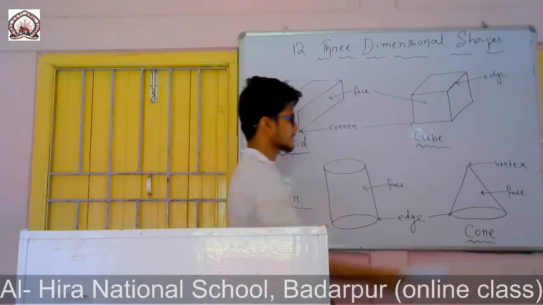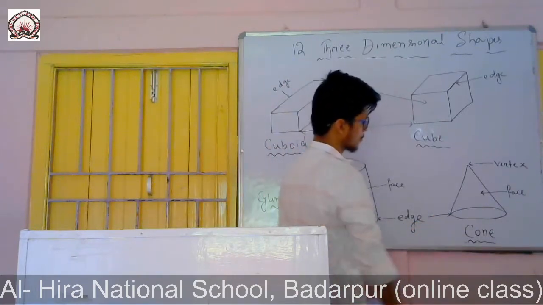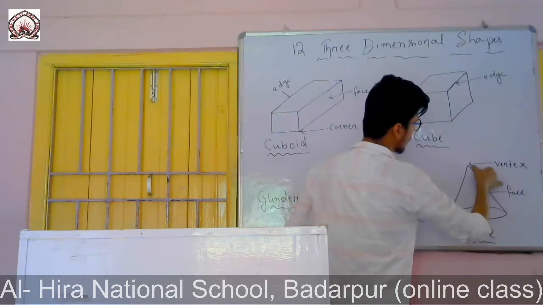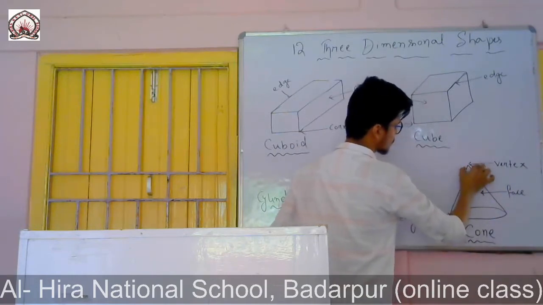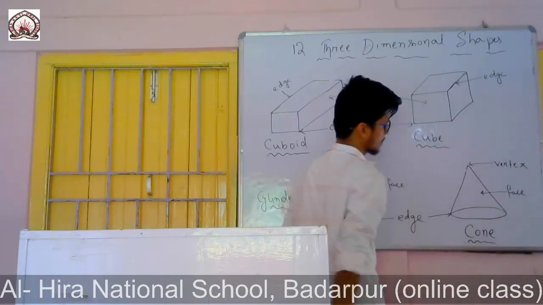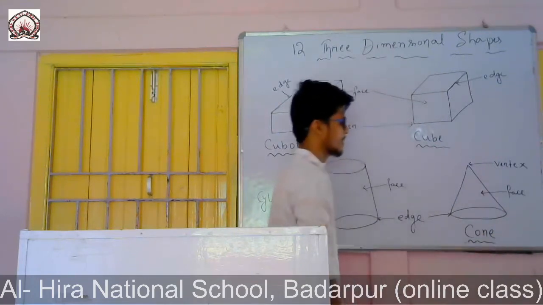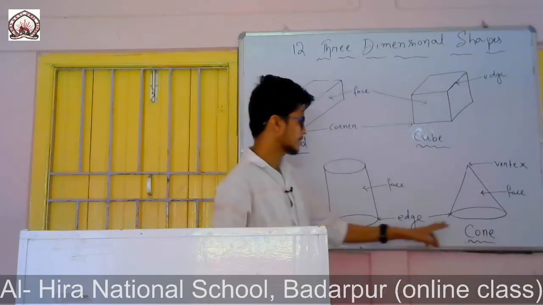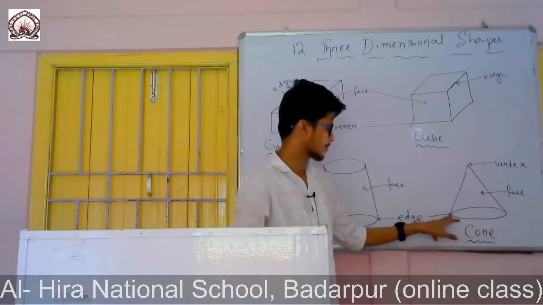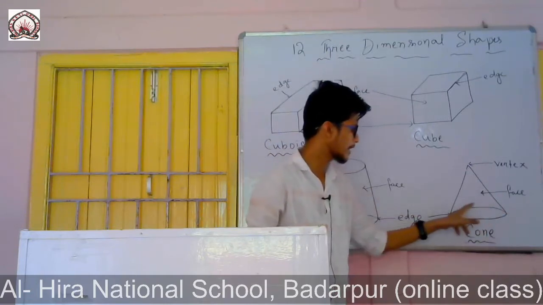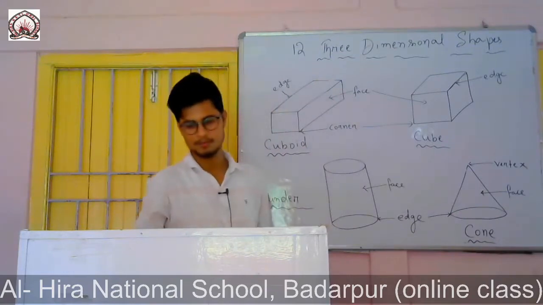Okay, then you see it is a cone. So a cone has a vertex. This edge point, this sharp point, is the vertex. These are the faces. This one also is a face. These are the faces of a cone. And this one edge, this side, is the edge of a cone.